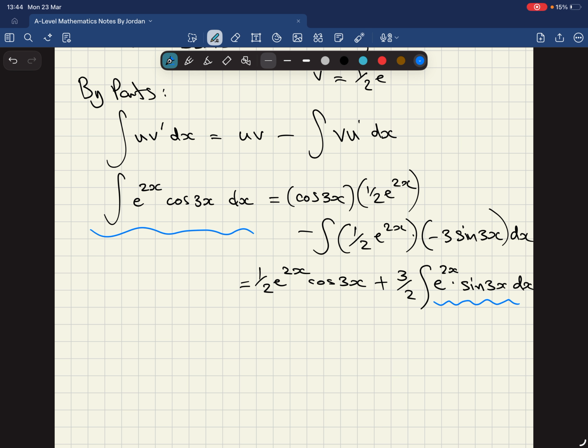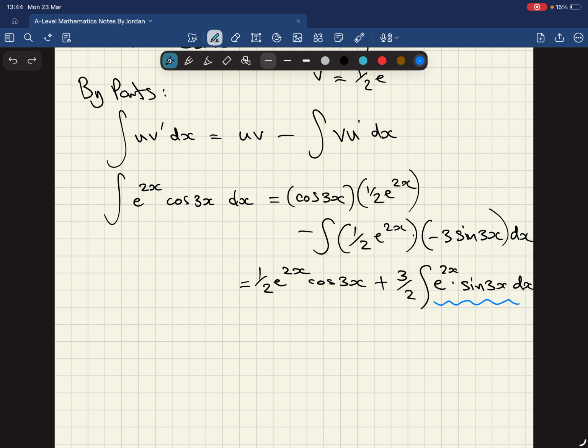And at that point, we can actually just use a nice substitution for the integral. We can just call it I. And then when we see it again later, we can also call that one I, which will allow us to rearrange for I and solve the rest of the integral.